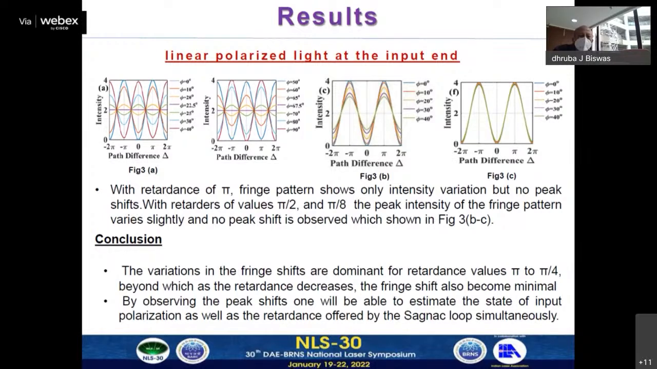I have one question. Here you are giving a known amount of retardance, right? In your setup, the amount of retardance is known. Yes, sir. So how can you decide the retardance if there is any arbitrary amount of retardance from this principle?